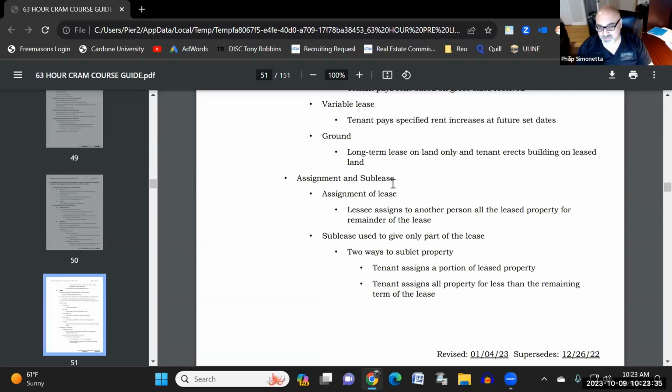Assignment and sublease. Okay. You have an assignment of lease. This is when a lessee assigns to another person all of the leased property for the remainder of the lease. That's like a business owner who has a lease and sells the business to somebody. They take over the lease. That's an assignment. The owner has to approve that. You can't just do it.